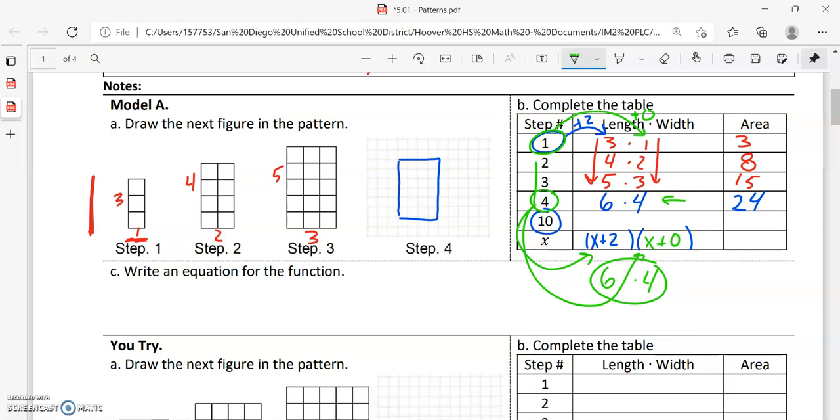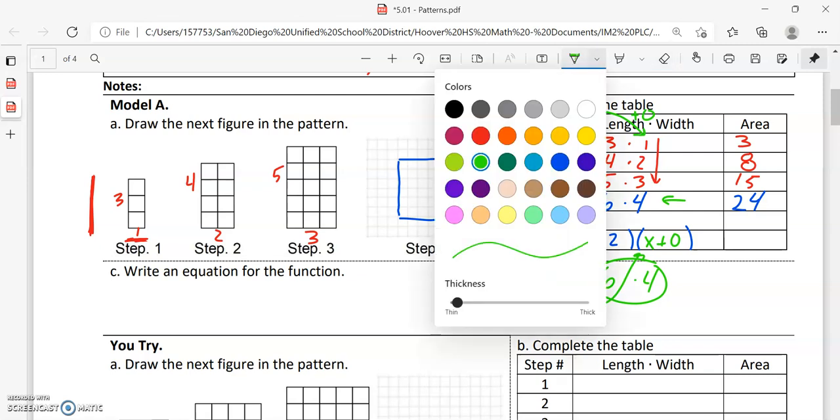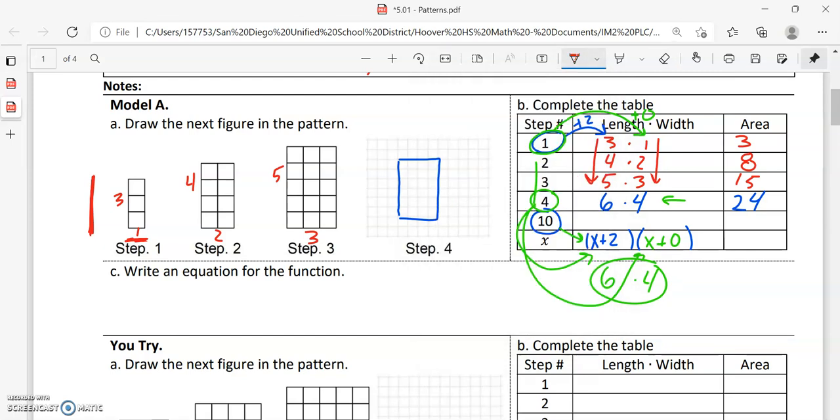So step 10, we put in 10 for x, so 10 plus 2 is 12. I'm going to do this in a color. Let's go back to red. So 10 plus 2 is 12. 10 plus 0 is 10. And anytime we multiply by 10, it's easy. We just add a 0 to the other number. So it's 12 with that 0. And our equation is simply what we had already before on the bottom. F of x is equal to x plus 2 and x plus 0, or just simply x.